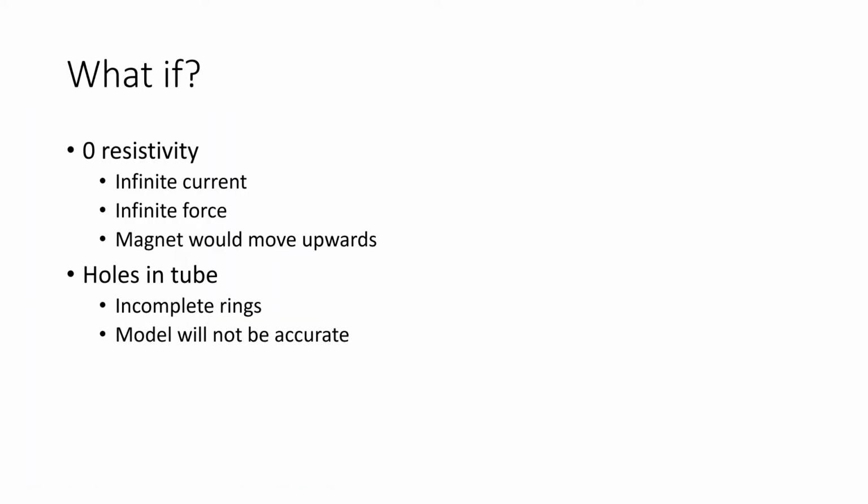What if the foil's resistivity was reduced to as close to 0 as possible? The resistance appears in the denominator of Ohm's law. When this denominator gets closer and closer to 0, the current gets larger and larger, closer to infinity. When we plug infinity into the magnetic force equation, the force becomes infinite, meaning that the magnet would be pushed upwards and never fall through the tube.